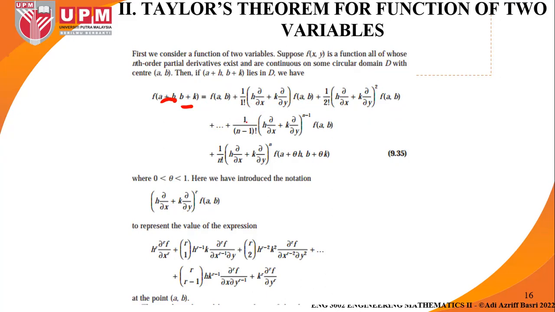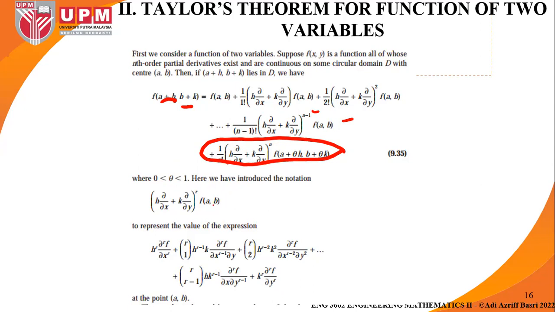The second last term will be 1 over (n minus 1) factorial of (h ∂/∂x plus k ∂/∂y) to the power of n minus 1. It ends at this final term, which is 1 over n factorial of the operator to the power of n, applied to the function. This equation is suitable for theta between 0 and 1.